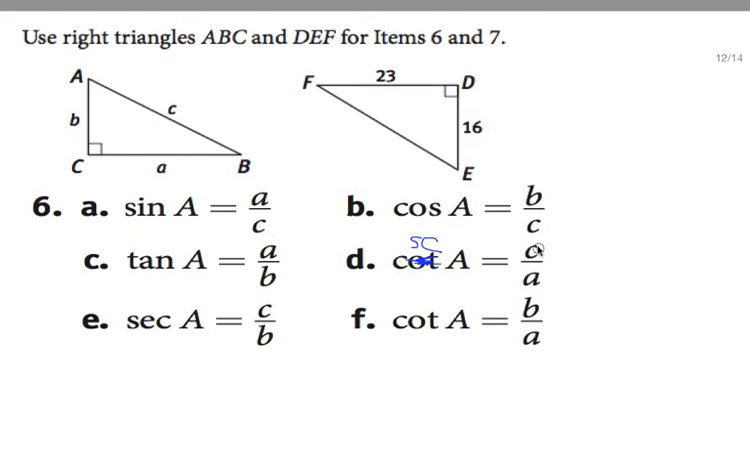Notice how my fractions are flipped. The reciprocal of cosine is secant. And again, notice how your fractions are flipped. And then the reciprocal of cotangent and tangent have flipped fractions.